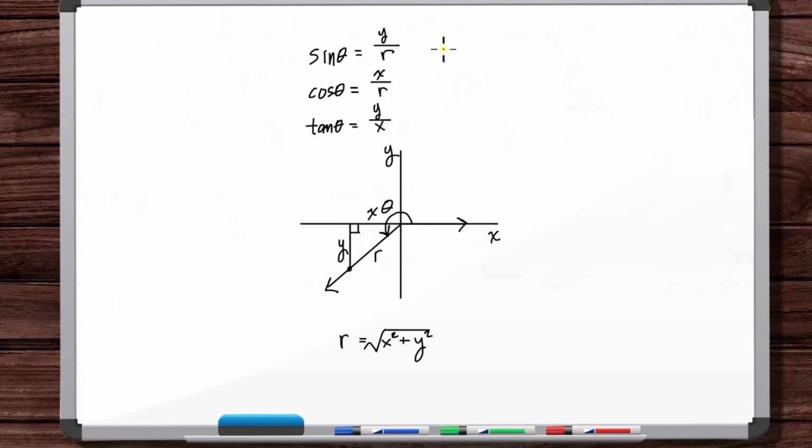And then the other trig functions we could get using the reciprocal identities. So cosecant theta, the reciprocal of sine, is r over y. Secant theta is r over x. Cotangent theta is x over y. Okay, so there's another really good slow development of the definition of the trig functions. It's good repetition to do that more than once.